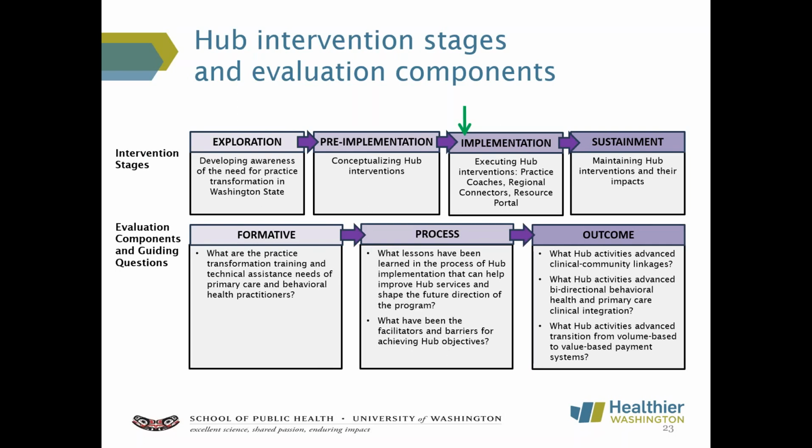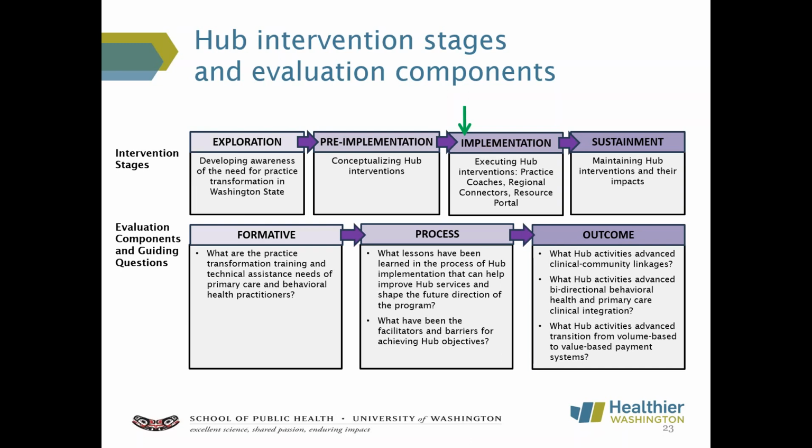At UW, we are carrying out the components of the evaluation in a sequence aligned with these 4 intervention stages, which are in the top row of boxes. And the second row of boxes represents the components of our evaluation. The first component of the evaluation was the formative evaluation, which was conducted in the fall of 2015 as the hub conducted listening sessions, site visits, and other stakeholder activities to determine the training and technical assistance needs of primary care and behavioral health practitioners.